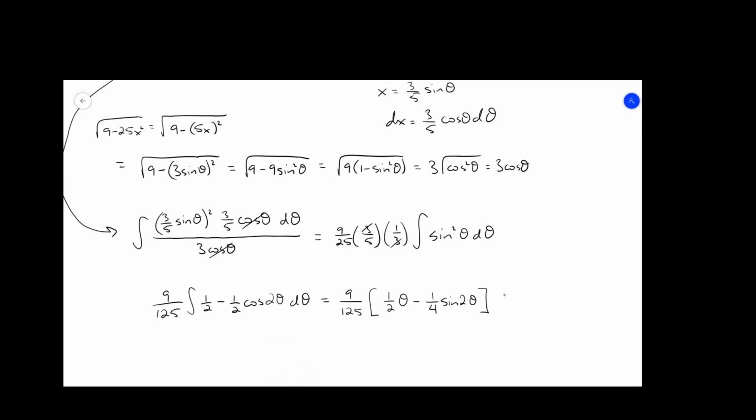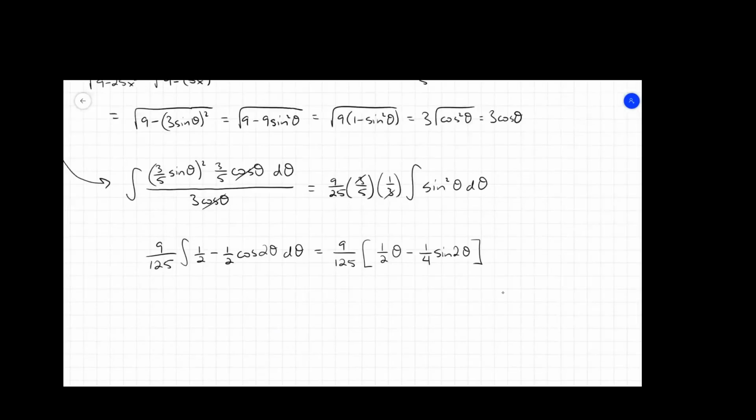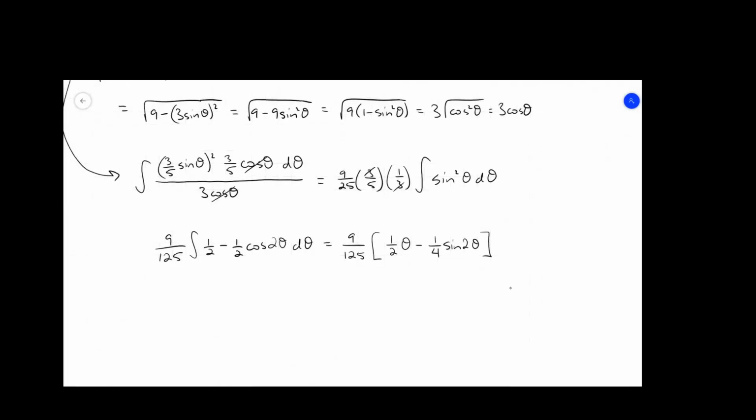Okay, so let's go ahead and distribute this. That's going to be 9 over 250 theta minus, if I multiply that by 4, 250 times 500, right? So it's 9 over 500, I guess. Sine 2 theta.